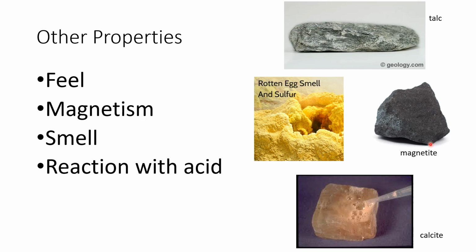Magnetism is another one. If a mineral contains iron in it, it will be attracted to a magnet. So here's a piece of magnetite. Remember, this is the stuff in the seafloor crust that orients itself to point towards wherever the North Pole happens to be. Smell of minerals. So sulfur in particular has a very strong rotten egg smell, so you can identify sulfur based on its smell. And some minerals will react with acid. So here's a picture of calcite. You can see they're dropping some acid on it and it is bubbling up. That's due to the presence of calcium within this mineral calcite.